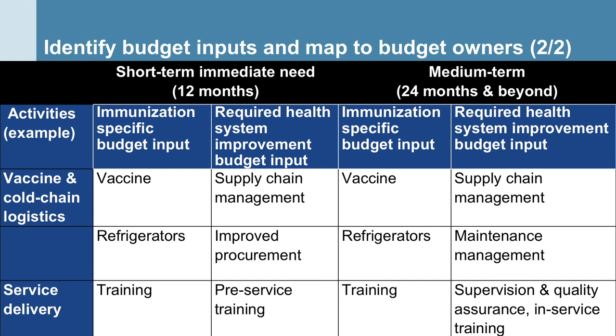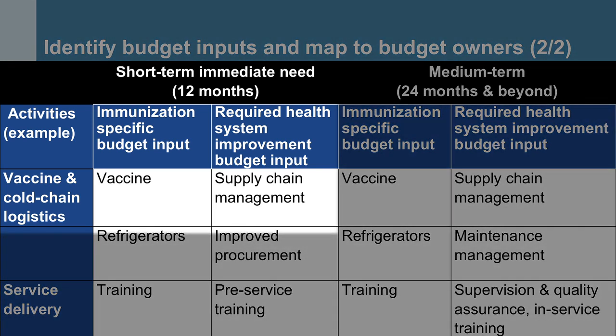Here is an example of inputs needed in the short term and in the medium term, listed as immunization-specific or health system inputs. For example, in the short-term need, a budget input that is specific to immunization is vaccine, and a health system improvement input is supply chain management.